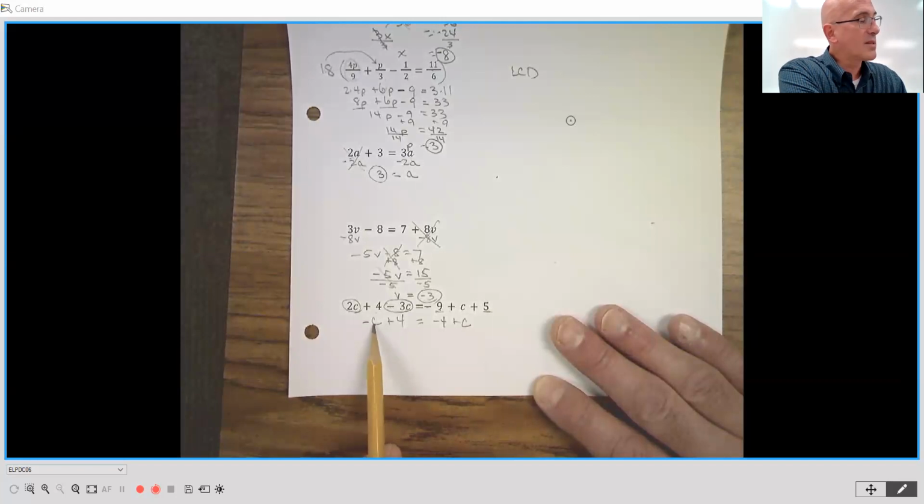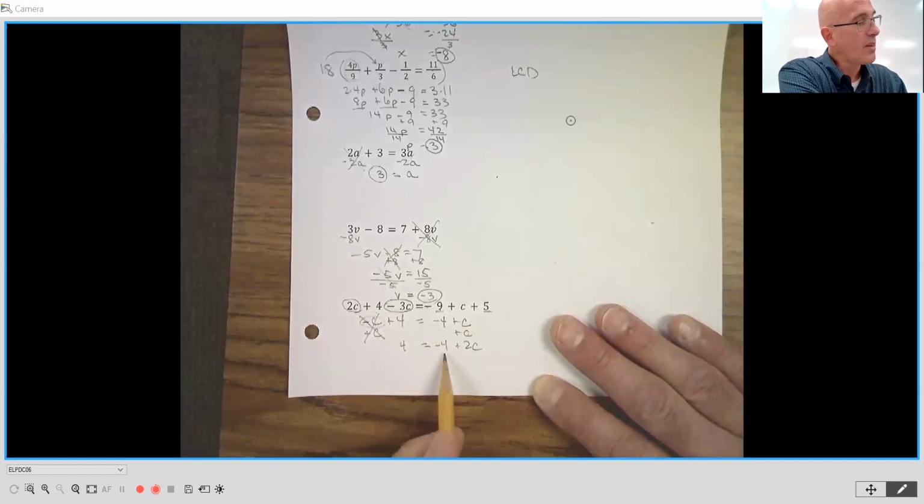Okay, let's move our variables over to the right. So here I have a minus c. I'm going to plus c on both sides. This falls off. I'm left with 4 on the left. Here's my minus 4. C plus c is 2c.